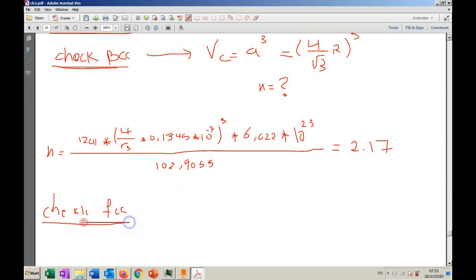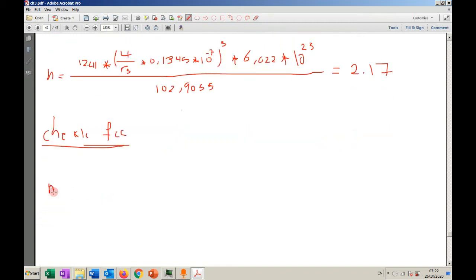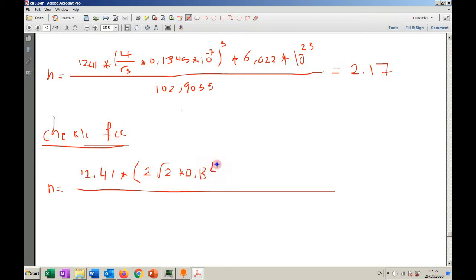Check for FCC. The same equation. We're just changing what? The volume. Why? Because the rest are the same. 12.41 multiplied by, we know that in FCC a is 2 root 2 R. R will be 0.1345 times 10 to the power minus 7. So we're only changing the cube. The rest will be the same.